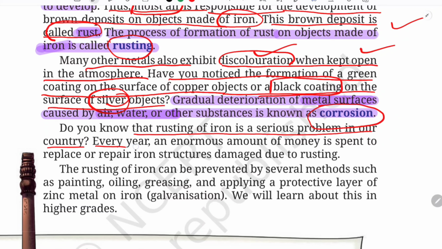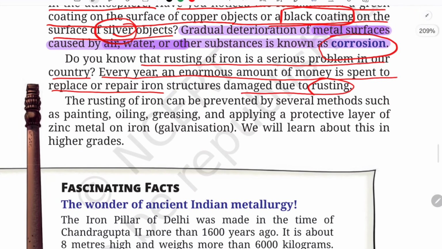Do you know that rusting of iron is a serious problem in our country? Why? Because every year an enormous amount of money, a huge amount of money, is spent to replace or repair iron structures damaged due to rusting. So we need a lot of money in order to repair or replace iron structures which have been damaged due to rusting. And how can you prevent rusting?